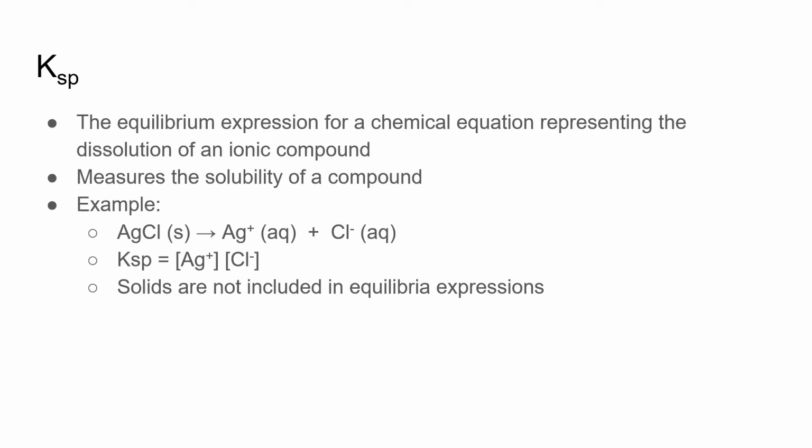So the KSP is a value that determines the precipitation of this solid in a solution that contains this cation and this anion. And the expression for the KSP is basically taking the concentration of the cation in the solution and multiplying it by the concentration of the anion in the solution. Solids are usually not included in the equilibrium expressions because they are assumed to have a concentration of 1.